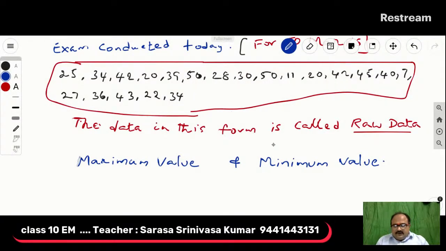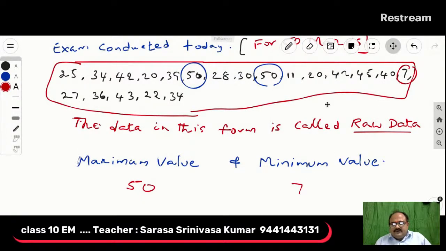How many marks are obtained by maximum marks? Let us see, 50 marks. These are the maximum marks obtained by the students. 50 marks maximum, and minimum marks 20, 11, 7. So 7 marks, 7 is the minimum value.